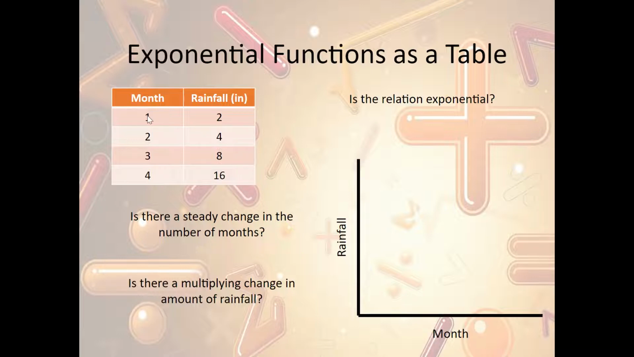So in this case, we have the months. So this is 1, 2, 3, 4. Well, is there a steady change in the number of months? Yes, there is, and it's changing by 1 month each time.